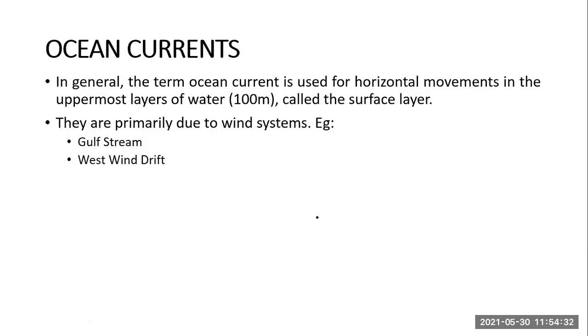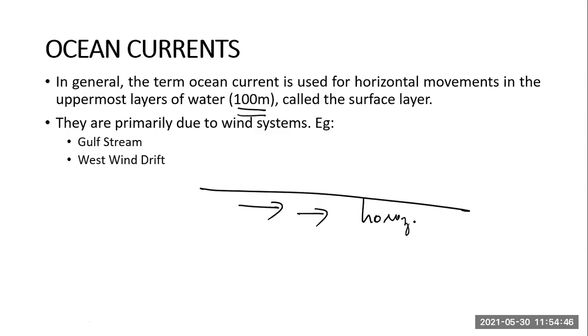In general, the term ocean current is used for the horizontal movements in the uppermost layers of the water, the top 100 meters, called the surface layer. So the term ocean current is used for the horizontal movement of water in the topmost region. Basically, wind systems are the reason the water has a tendency to move in the topmost layer, and such ocean water movement is what we call an ocean current. They are primarily due to wind systems.